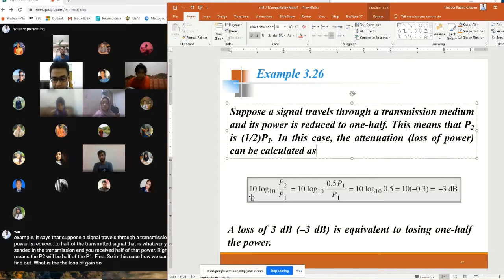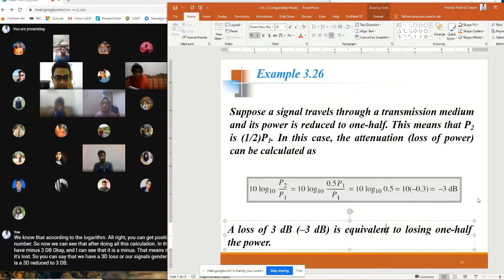According to the equation 10 log base 10 P2 by P1, we know that P2 is half of P1. So we can write it as 0.5 P1 divided by P1. After doing all the calculation, we can see that it is minus 3 dB. According to the logarithm, you can get a positive or negative number. In this case, we have minus 3 dB, and since it is a minus, that means it's a loss. So we can say that we have a 3 dB loss, or our signal strength is reduced by 3 dB.